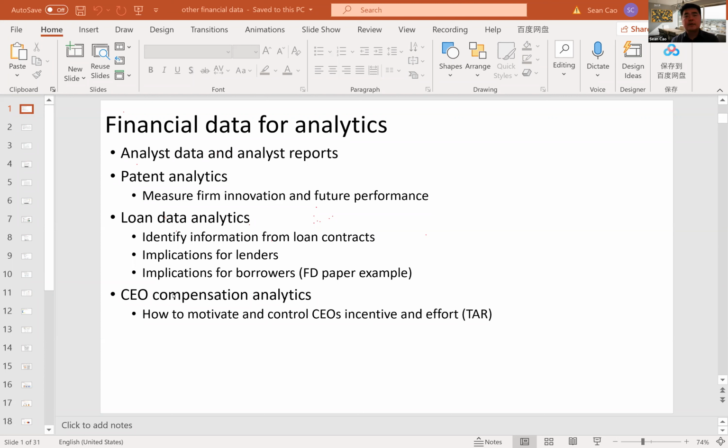And we also talked about the persistence of sales contracts. Sometimes a contract can persist in the future; some sales contracts are one-time deals. So we talked about this kind of income statement analytics to analyze the firm's future performance.